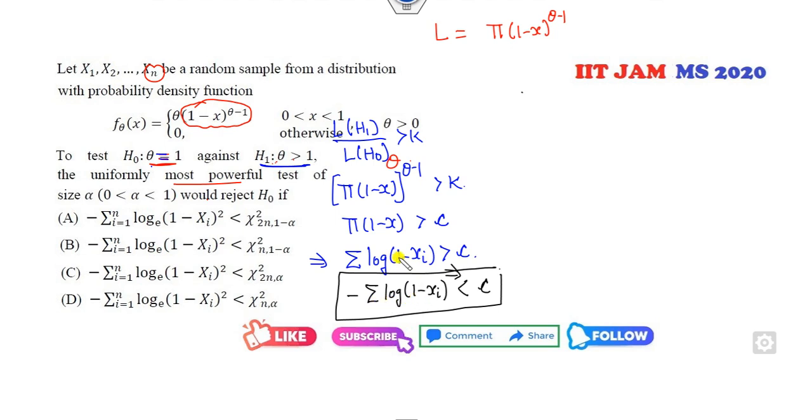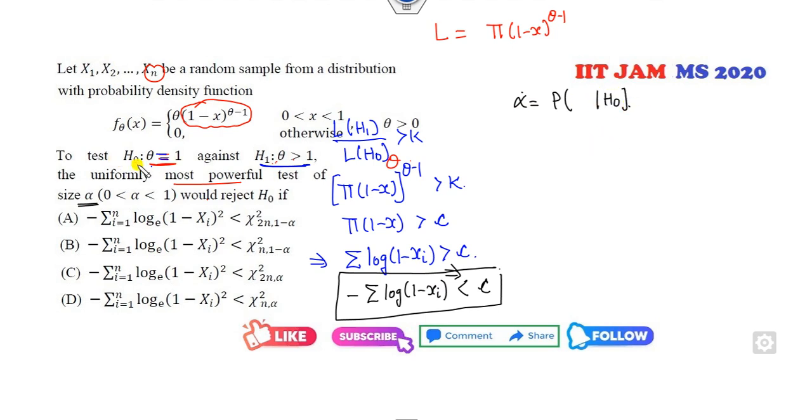It's a summation of xi, a product of xi. So how can I do that? If I think about chi-square, chi-square means you have to think about the gamma. Fine. Now you have to fix the size alpha. So alpha means the probability of this critical region under the H naught.